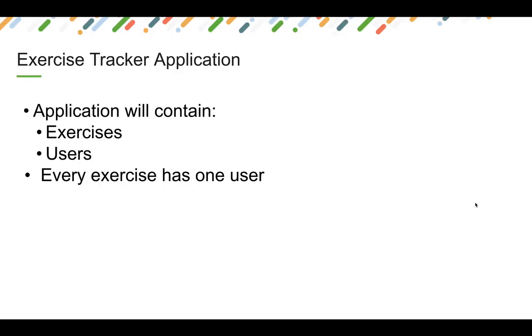Okay, we're just about to write some code, but let's quickly review the collections in our database. Our application is going to contain exercises and users, and every exercise has one user. Once you see how simple this is, you'll realize that we could have probably just had one collection, but just for the sake of example, to see how it would work, we're going to have the exercises and users collections. So now we really will get into the code.